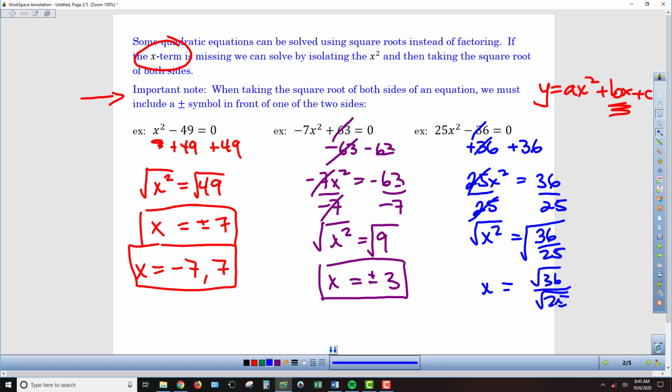So we can think of it as the square root of 36 divided by the square root of 25. And so in that case, we're going to get, don't forget our plus or minus again, since we took the square root of both sides. Square root of 36 is 6, square root of 25 is 5. So we really don't want or need a decimal answer. I think we're better off if we just leave it in fraction form, take the square root of that fraction, and then simplify from there if we can.